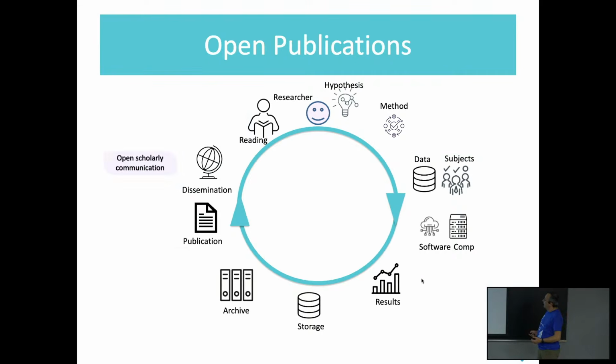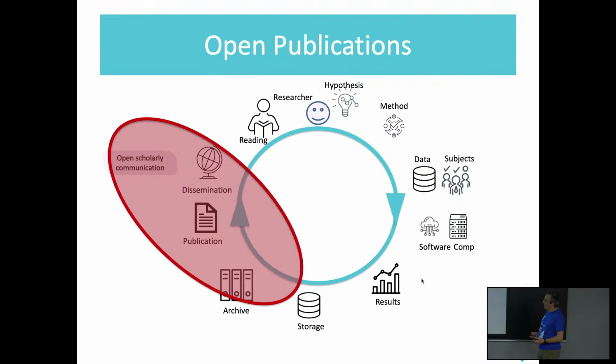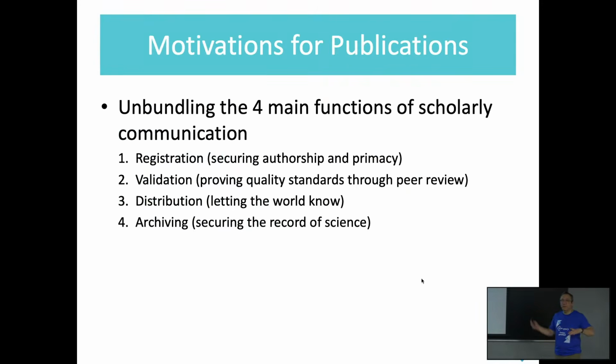So I'll start with open publication, open scholarly communication. How do we publish? What is the flow? And what I'll describe here comes from the scientific field called the scholarly communication field, that studies the processes. It's a social science, information science. It is not technical. Why are we publishing?